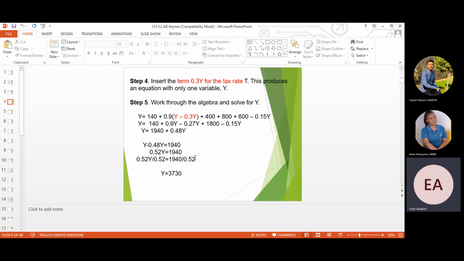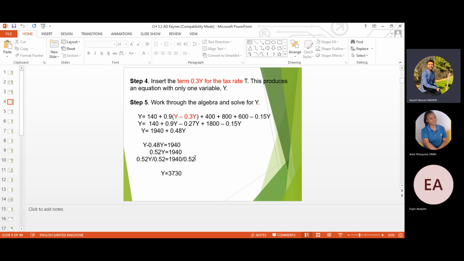Then we summarize it again when we are adding and reducing these numbers. Then we will have 1940 plus 0.48y. Then we move this 0.48 to the other side. When you move a parameter from left to right, it will change the sign, either positive or negative. If it is positive, it will be negative. Therefore, we have negative here now. Then y minus 0.48y becomes 0.52y, which is equal to 1940. We will divide each side by 0.52. Then we will have y as 3730. Is it clear up to now?